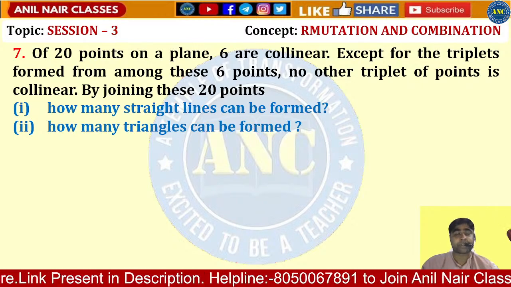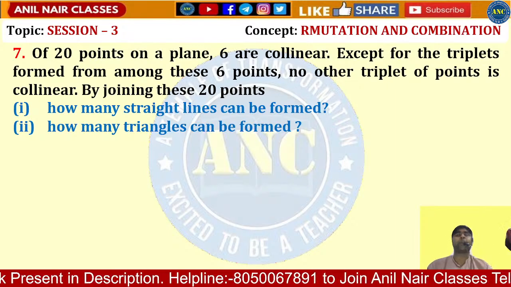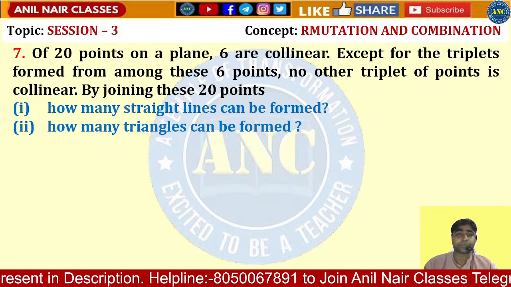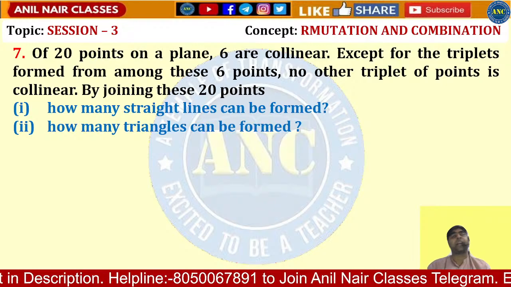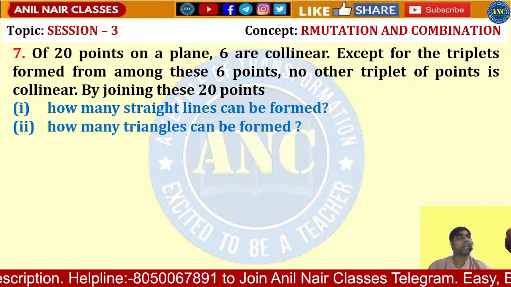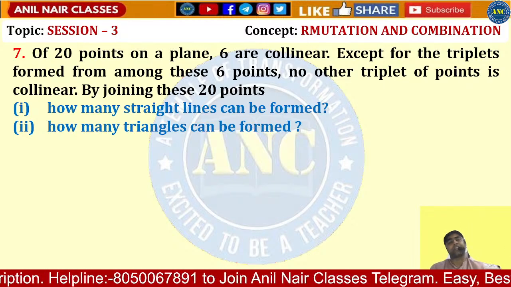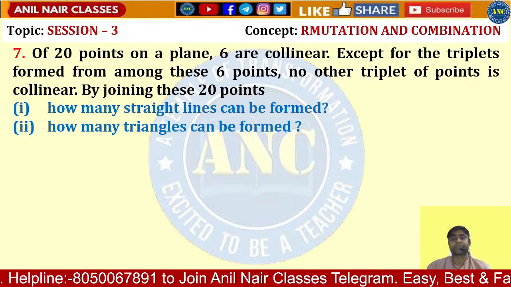Of 20 points on a plane. Okay. A plane is something which is of 2 dimension. Any 2-dimensional figure is called a plane. 6 are collinear. What did I tell you about being collinear? I told you if any 3 points lie on a same straight line, they are called collinear. Any 2 points are always collinear.